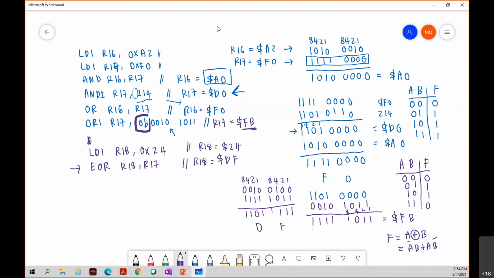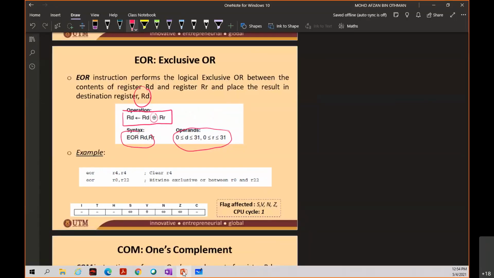So any question up until here? Next week we will continue with one's complement, negates, and so on.